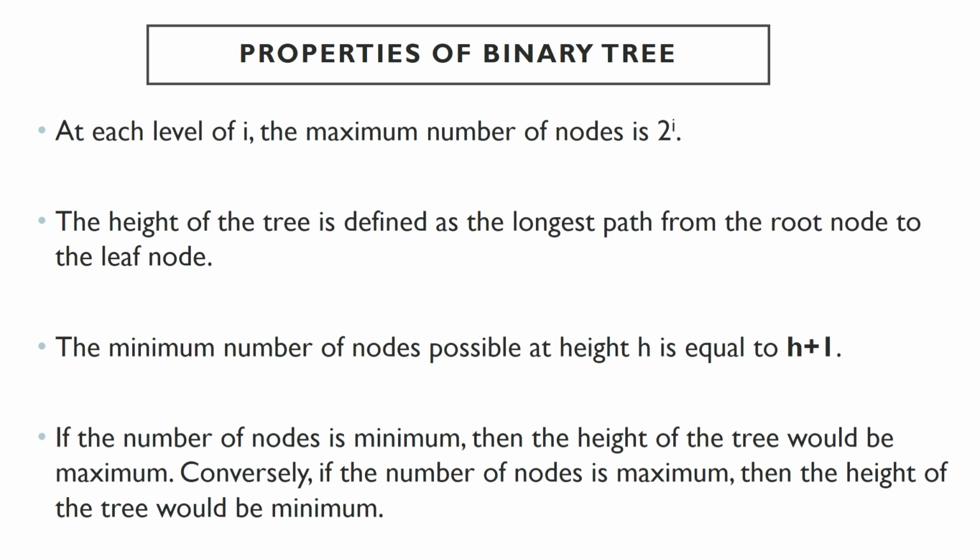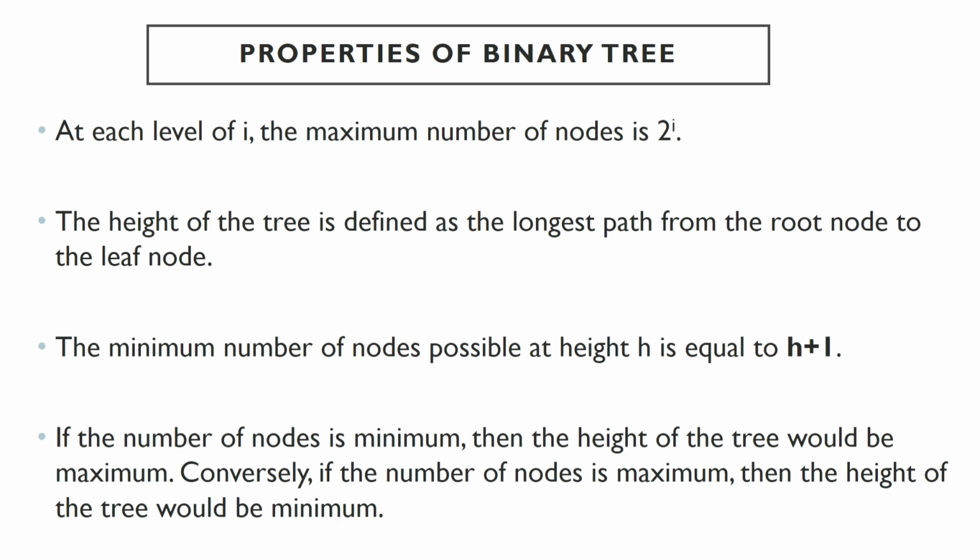In general, the maximum number of nodes possible at height h is 2 to the power h plus 1, minus 1. The minimum number of nodes possible at height h is equal to h plus 1. So, if the number of nodes is minimum, then the height of the tree would be maximum. Conversely, if the number of nodes is maximum, then the height of the tree would be minimum.